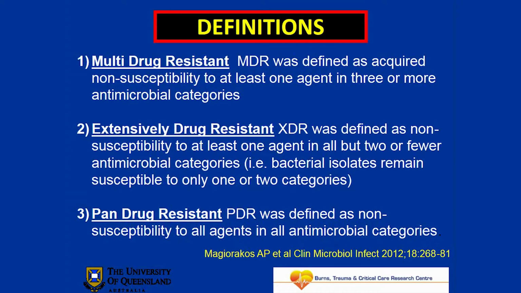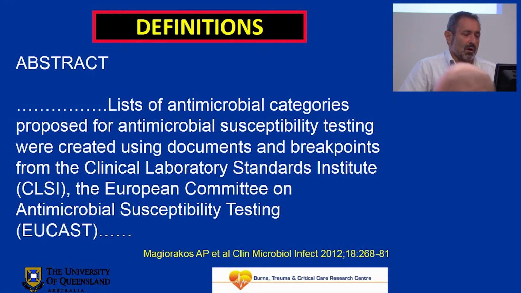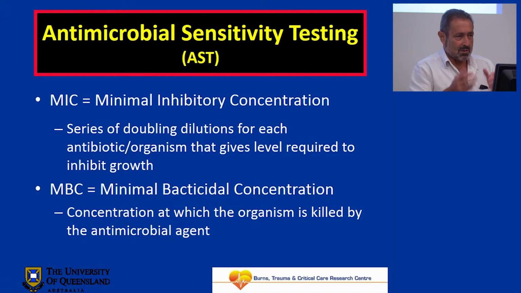And to define MDR organisms, there was an article in 2012 defining it as the acquired non-susceptibility to at least one agent in three or more antimicrobial categories, and I'm going to use that. You also then have extensive drug resistance and pan-drug resistance. But if you look at that article, they also talk about the antimicrobial susceptibility testing. And for this, I have to thank Narelle George and Claire Heney, and I'm talking almost out of context here.